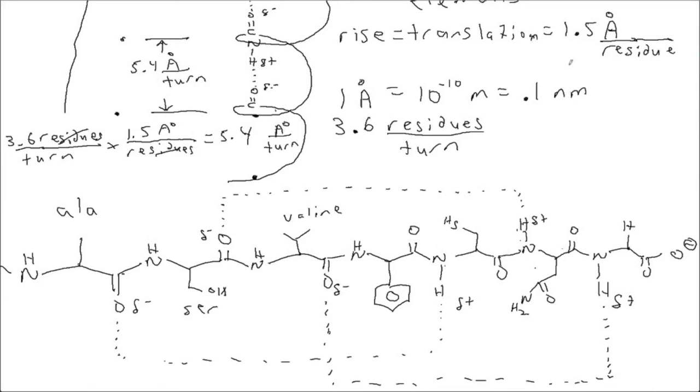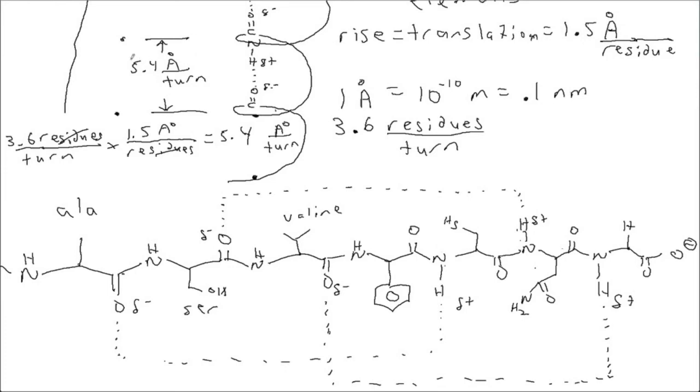What do they represent? The distance, okay, so 1.5 angstroms is the distance between two amino acid residues, while 5.4 is the distance between 3.6 amino acid residues. Right, or more practically, 5.4 angstroms is the distance of one turn in the helix. But what you said was right too. So this is the length of one turn, and this is the length between two amino acids.